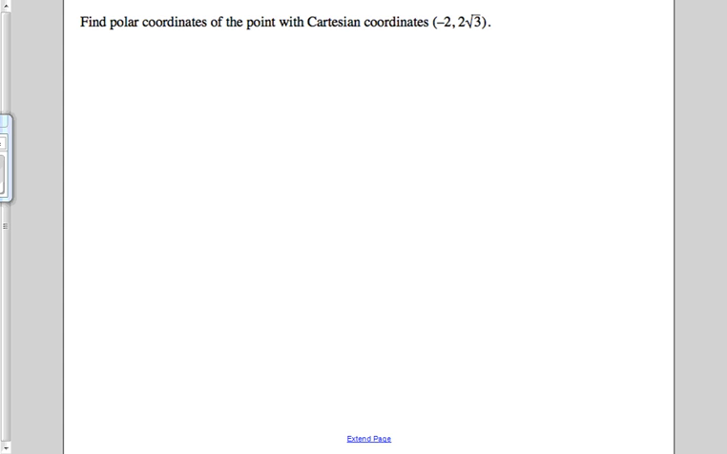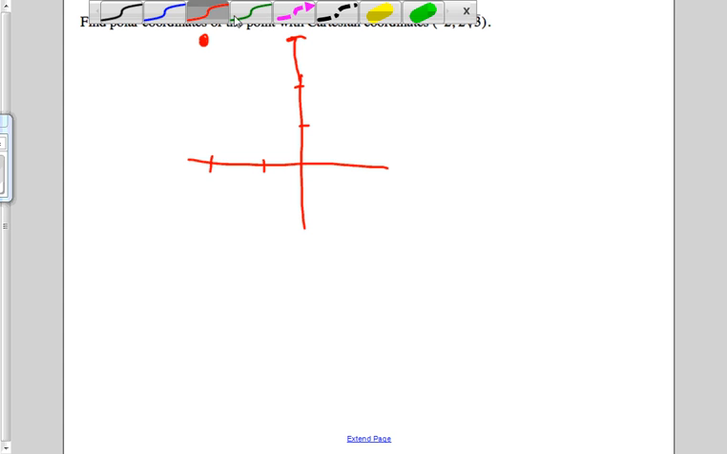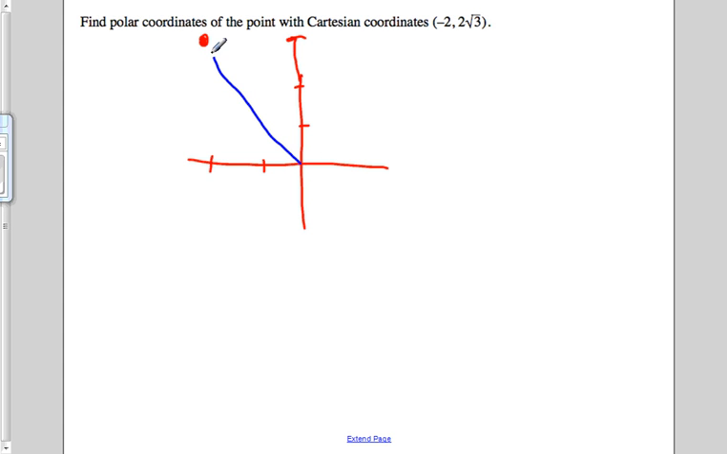Okay, it says find the polar coordinates of the point with the Cartesian coordinates as given. So let's start off by plotting that point. It's negative 2 and then up 2 root 3, somewhere up here. So that's going to be this point there. And we need to know, what are the polar coordinates of that point? To find the polar coordinates, what we're looking for is the value of this r and the value of that theta. So to find r, we know that r squared is just x squared plus y squared.